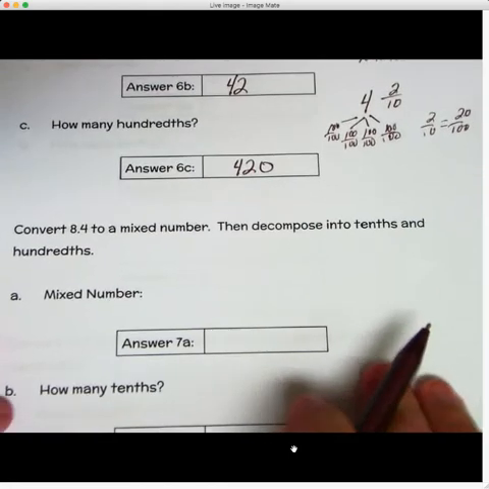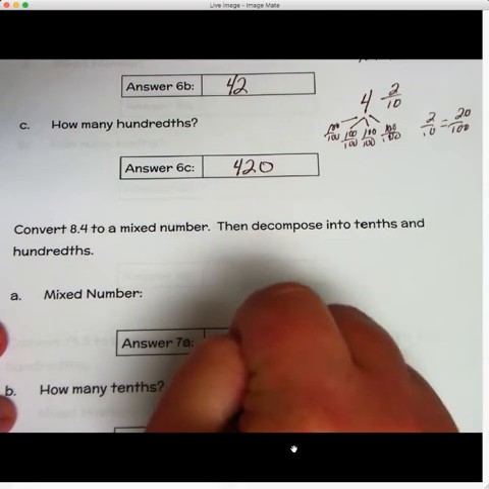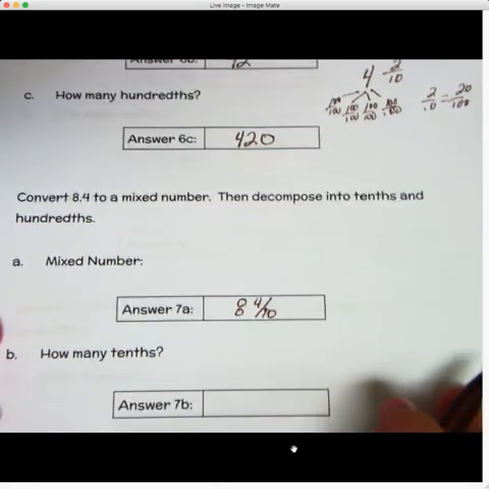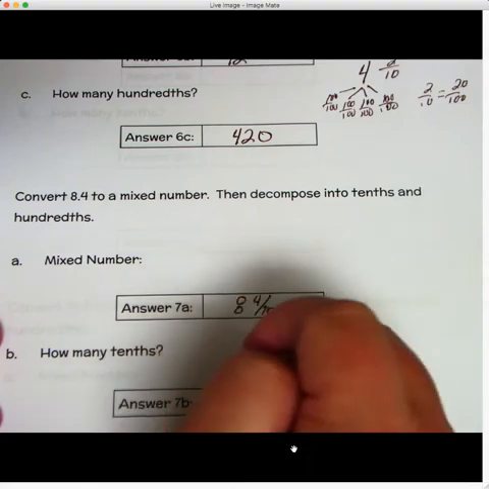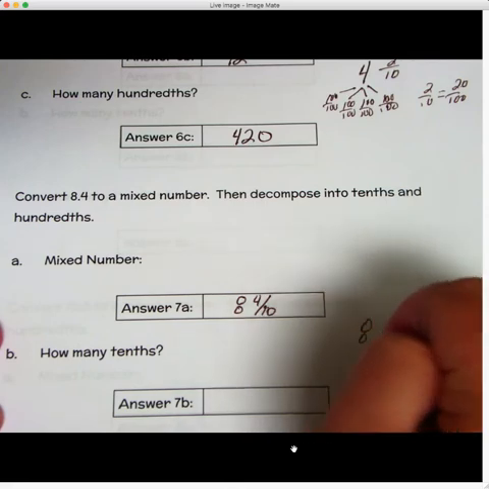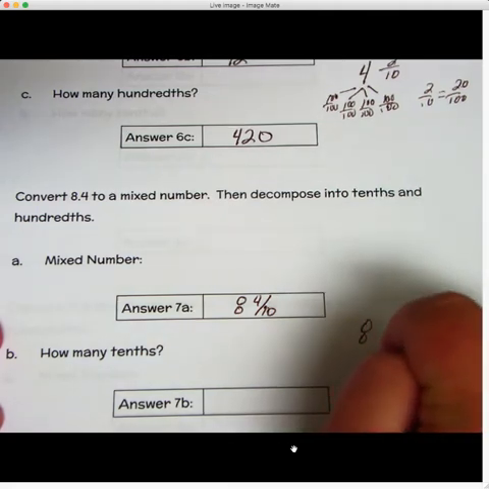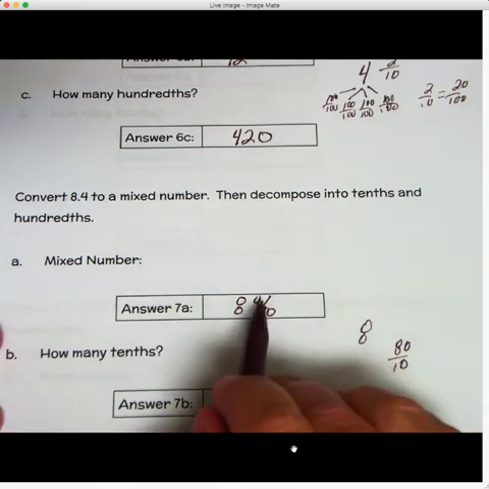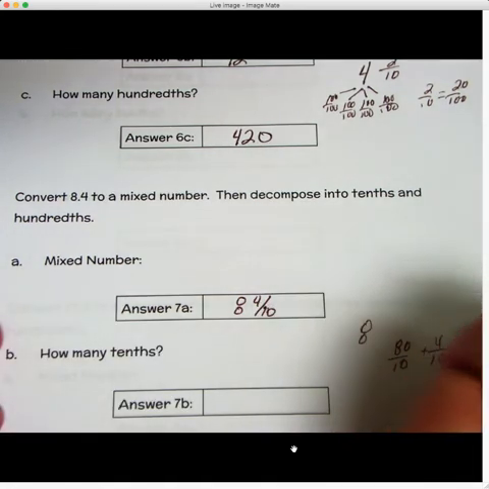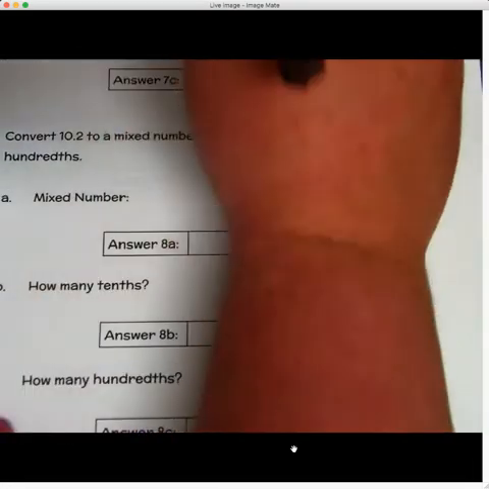Moving ahead, 8 and 4/10 is a mixed number. Decompose it into tenths and hundredths. 8 is going to be 10 tenths 8 times, right? If we broke it down, we would have to do 10 tenths 8 times. And how many tenths would that be? 10 times 8 would be 80 tenths. And then if I have 4 tenths more, altogether I would have 84 tenths.